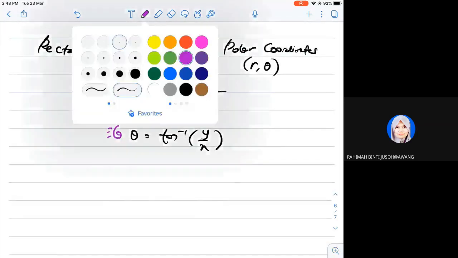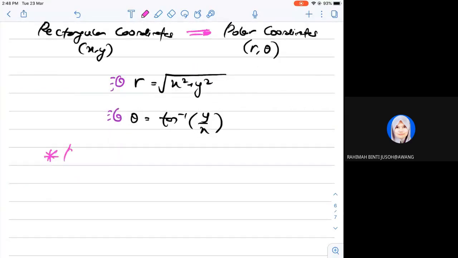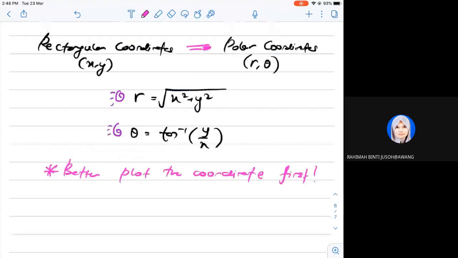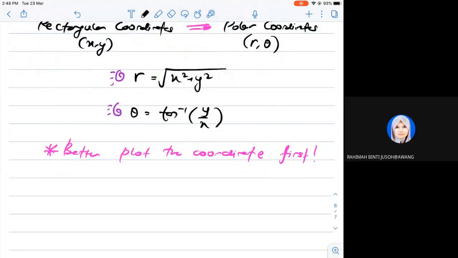Okay, so that's the formula involved for the second case. Now, please take note here. For the second case, it's better for you to plot the coordinate first, before you substitute values. Because sometimes if you don't plot, your answer might be wrong, especially the values of angle. You have to be careful with the values of angle. Okay, I will explain why. I'll give you two examples.